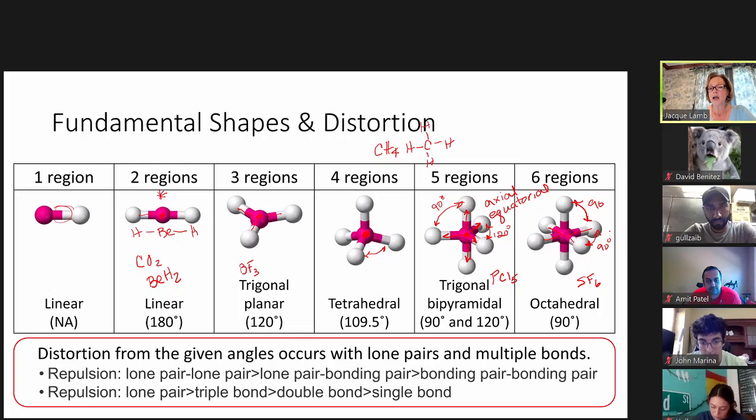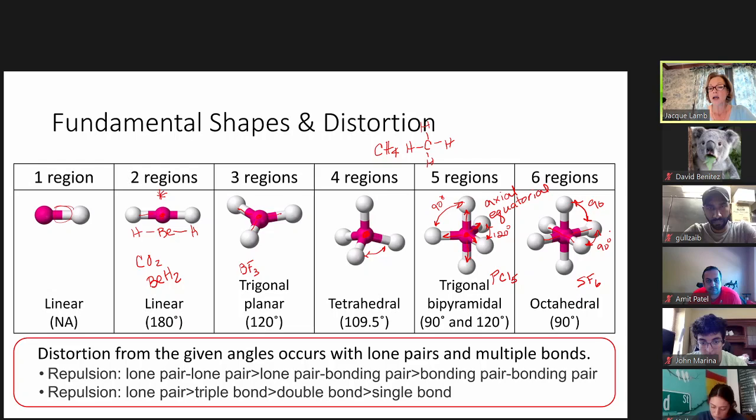So those are the basic shapes that you would get based on the number of electron domains surrounding the atom. These are if all of those electron domains are bonding electron domains. Where you get distortion is when you have lone pairs instead of a bonding pair. And that comes because lone pairs tend to spread out in space a little bit more.